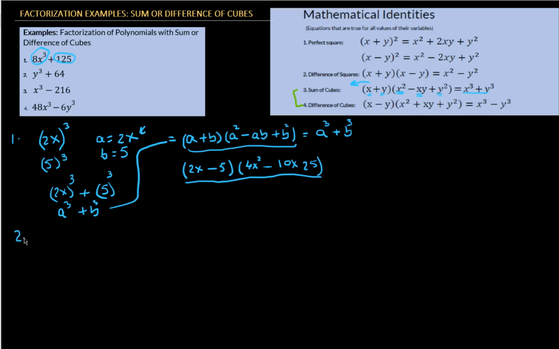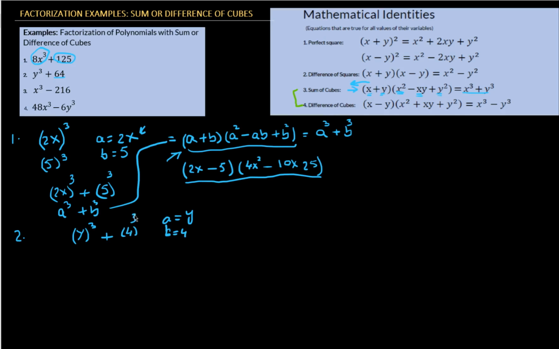Now example 2, y cube plus 64. So y cube is a cube of y, of course. 64 is a cube of 4. 4 into 4, 16, and 16 into 4, 64. So we write plus 4 cube. Now again you can write A equals y and B equals 4. And then use this identity in A and B form, because there is no x here. So you might get confused with this one. So use A and B.